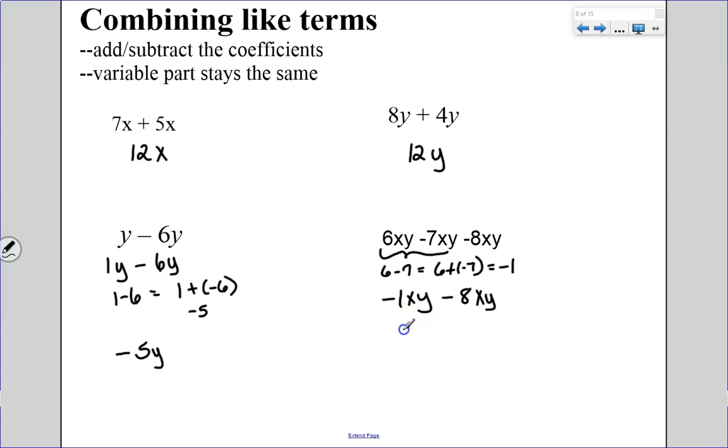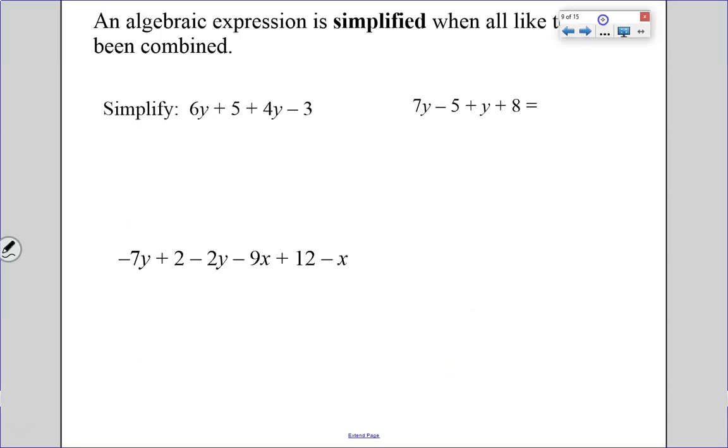So if I look at the coefficients, I have negative 1 minus 8. Will this translate into negative 1 plus a negative 8? Well, the result of two negative numbers gives you a negative number, and you're going to add the amounts or the quantities. 1 and 8 would make 9. So negative 1 plus negative 8 makes negative 9. So if I combine negative 1xy with negative 8xy, I'm going to get negative 9xy.